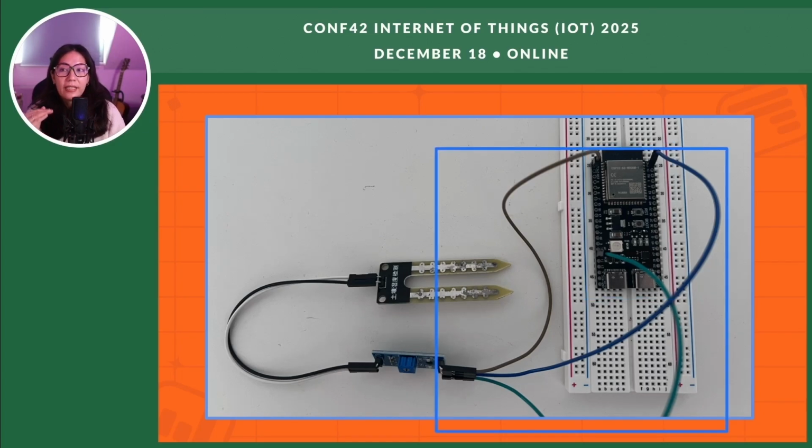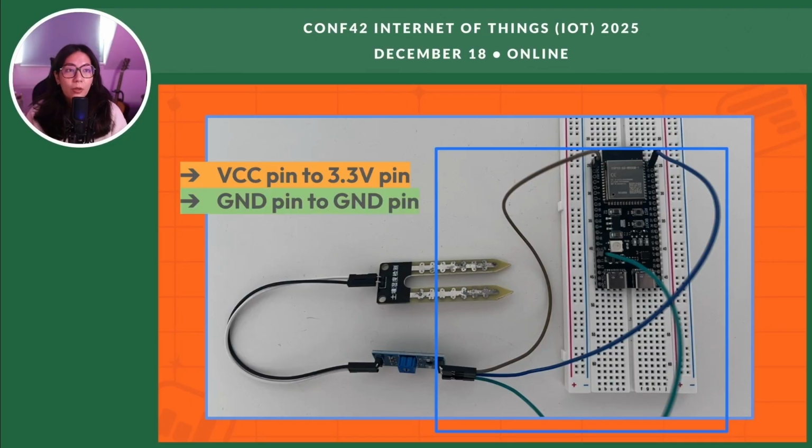Next, we connected the moisture sensor to the development board by connecting the following pins. We connected the VCC pin to the 3.3 volts pin, ground pin to ground pin, and AO pin to pin number 11. To explain this to her, I said that the VCC pin is basically the power supply pin. I told my daughter that this was like the plus side of the battery. This is where the electricity comes from.